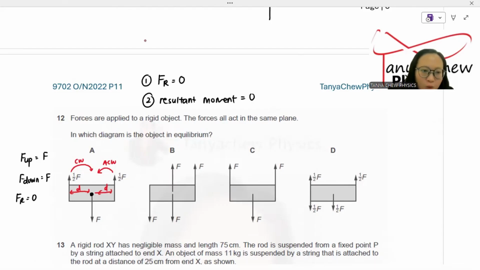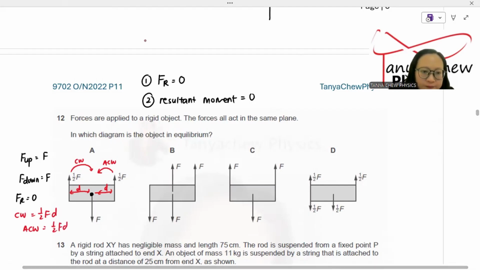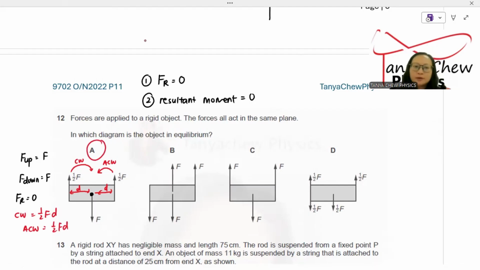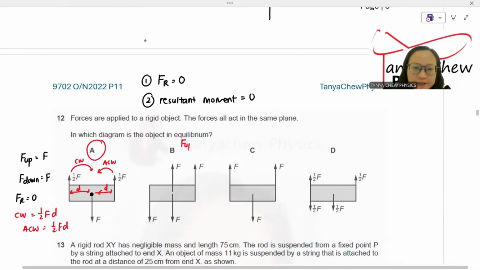Could you see that clockwise moment is equal to half F times D? Anti-clockwise moment is also half F times D. So A is in equilibrium. But let us check B, C, and D. For B, total outward force is equal to 2F. Downward force is equal to 2F.